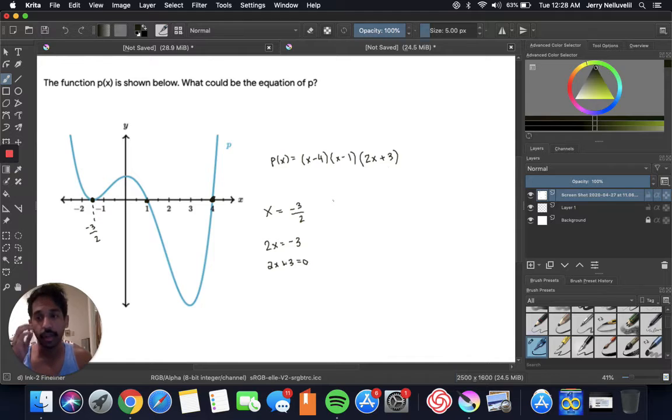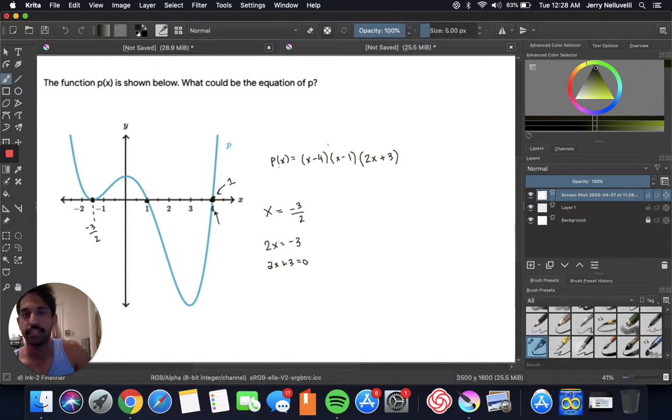You might think we're done, but we're not, because we have to think about the multiplicity of each of these zeros. Now, looking here, I see that through 4, it goes straight up. It doesn't bounce, it doesn't flatten out over here, and so if it goes straight through, this means that this most likely has a multiplicity of 1.